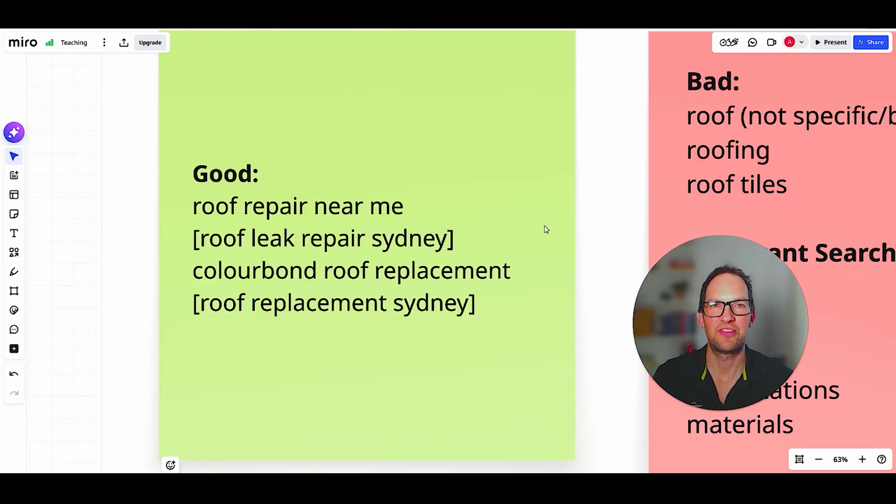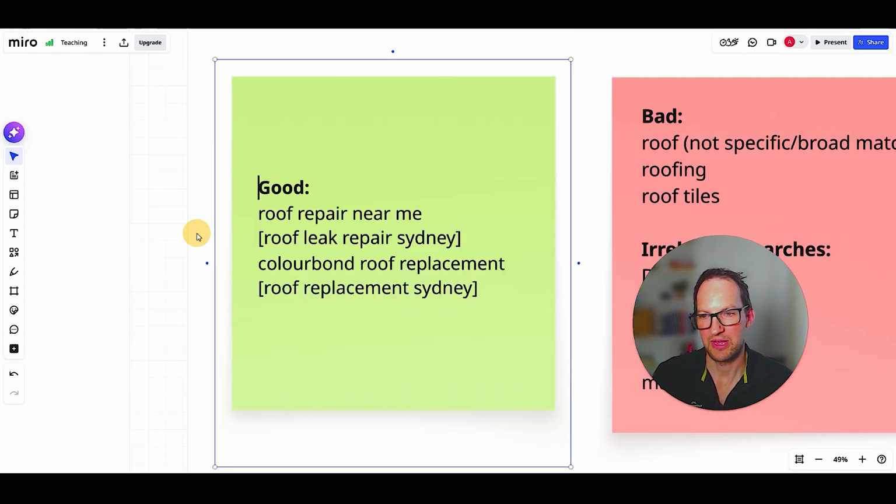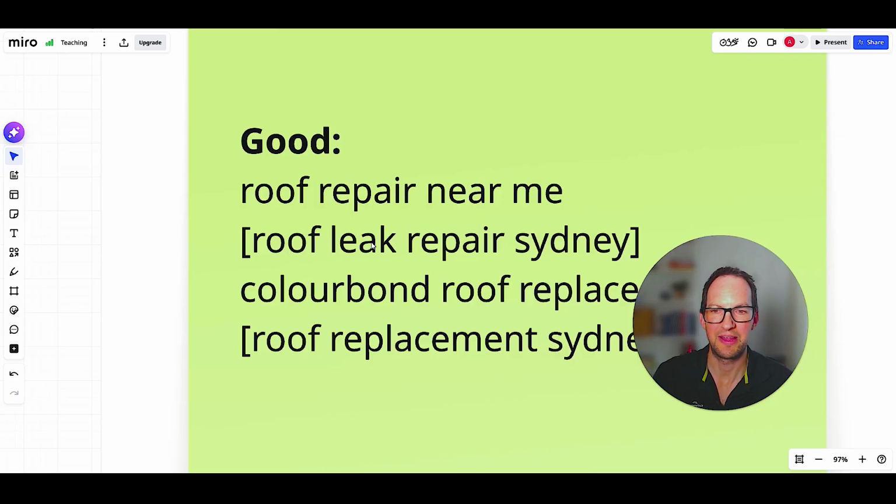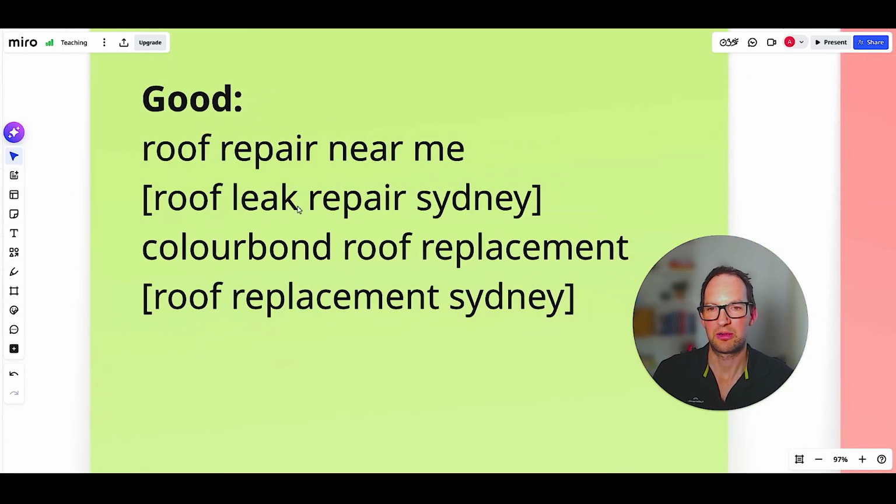As a beginner, as a new account, I wouldn't recommend starting with broad match unless you know what you're doing. I'd be starting with exact match, which looks like this here with these square brackets around it. So we'd have specific phrases like roof leak repair Sydney, roof replacement Sydney. Having your city, your suburb, your town is always a good strategy as well.